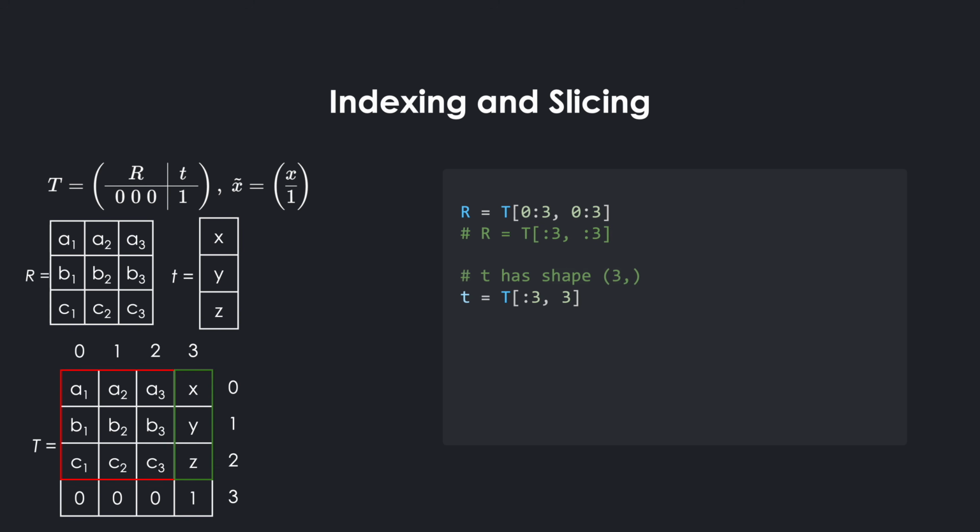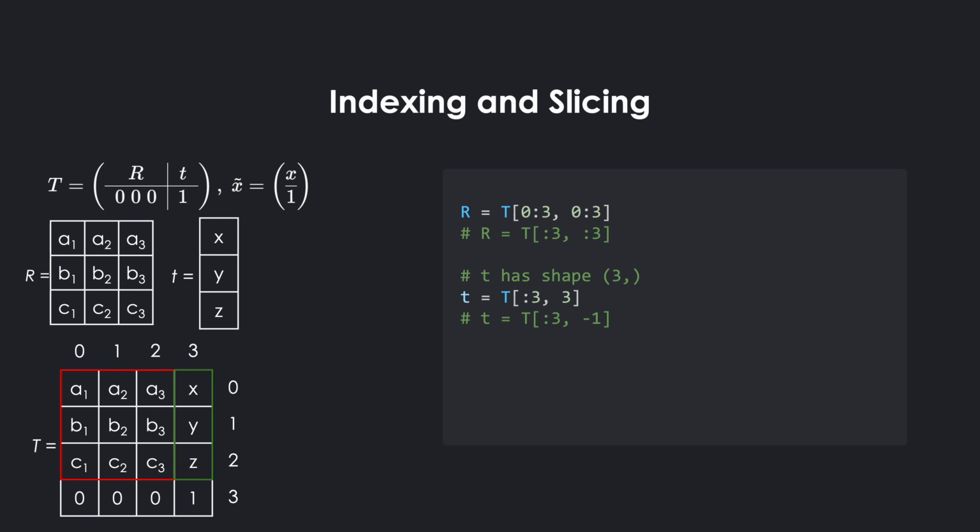For the translation, we want the first 3 rows, but only the 4th column. We can write this as T = T[:3, 3]. As the 4th column is the last column, we could also write this as T = T[:3, -1], using negative indexing. With this syntax, T would be a one-dimensional tensor.